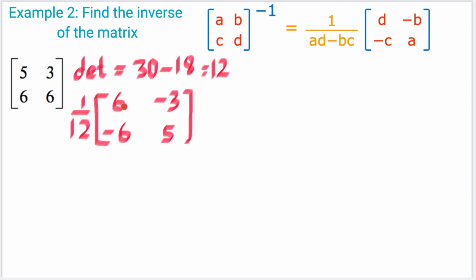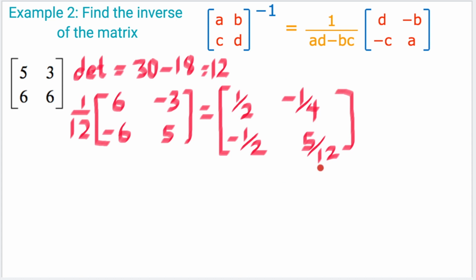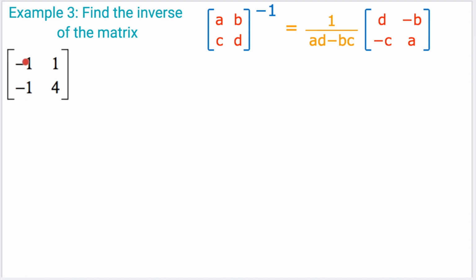And then now I'm ready to multiply each value times the fraction. So 6 over 12 is just simply 1 over 2. And then 1 over 12 times -3 is -1 over 4. And then finally, -6 times 1 over 2 is -1 over 2. And then 5 times 1 over 12 is 5 over 12. And these fractions here are in the simplest form, and this is the inverse.